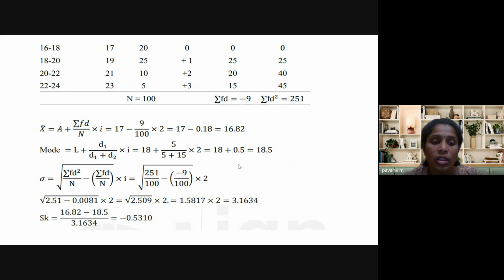Now mention the values in the skewness formula. For calculating skewness, the formula is (mean minus mode) by standard deviation. So the mean value is 16.82 minus mode 18.5 by standard deviation 3.1634. You will get the skewness as minus 0.5310. That means for this particular problem, there is a negatively skewed distribution. That's why the skewness value is negative. So like this you have to calculate the skewness.